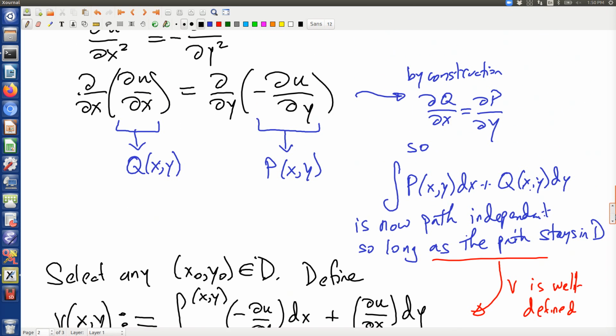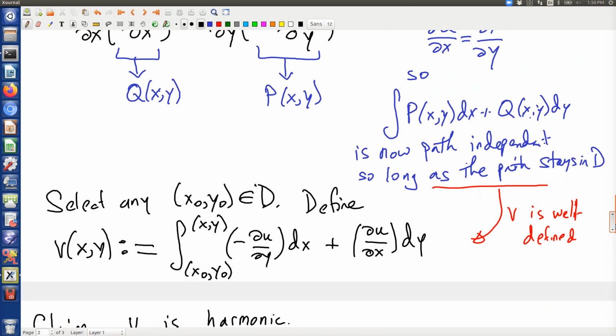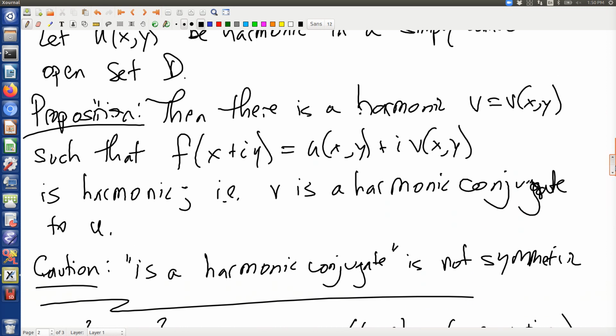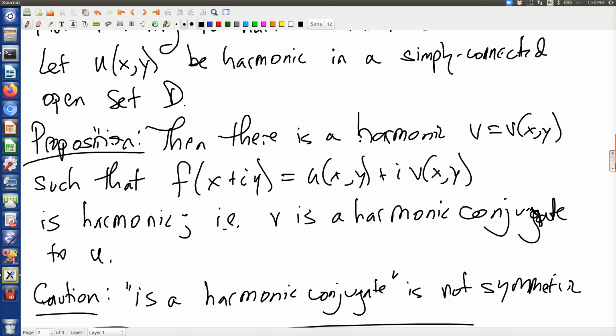So the point being that this particular formula that I've listed for v is in fact how you can build a harmonic conjugate. The conclusion being this proposition: if I start out with a harmonic function in a simply connected open set, then it automatically has a harmonic conjugate. So that can always be done.